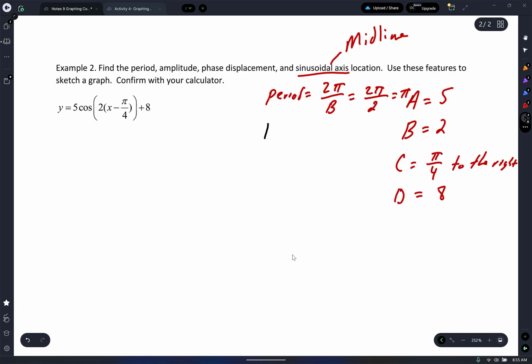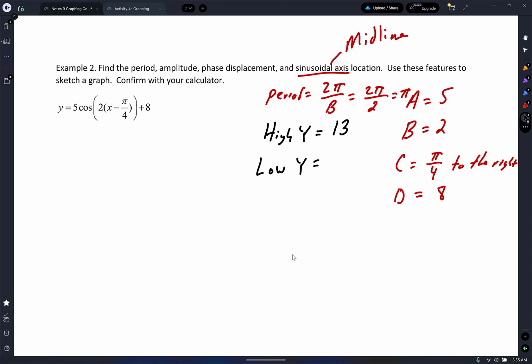All right, something that helps. I'm going to put the high y value, and I'll put the low y. So how do we figure those values out? It's the midline plus amplitude. The midline is 8, and I add 5. What's 8 plus 5? 8, 9, 10, 11, 12, 13. So the high y value is 13. That's y equals 13. My low y value, 8, and I subtract 5. What's 8 minus 5? 3. So this is my lowest I'll ever be, 3, and my highest I'll ever be is 13. That's where all the max and mins happen.